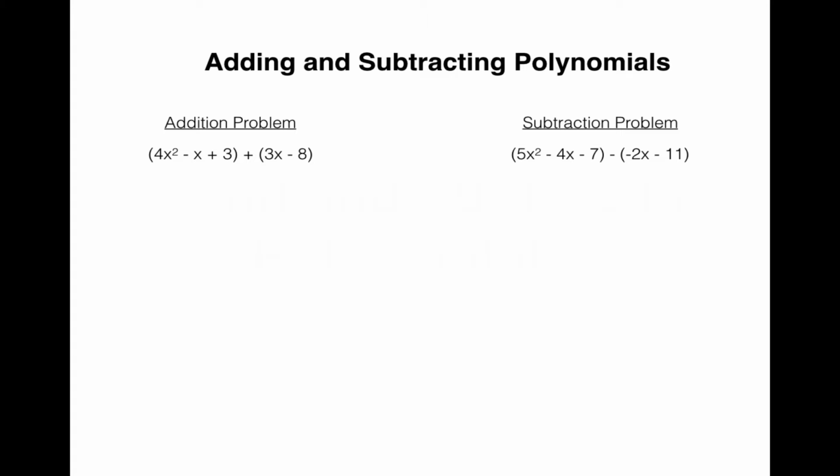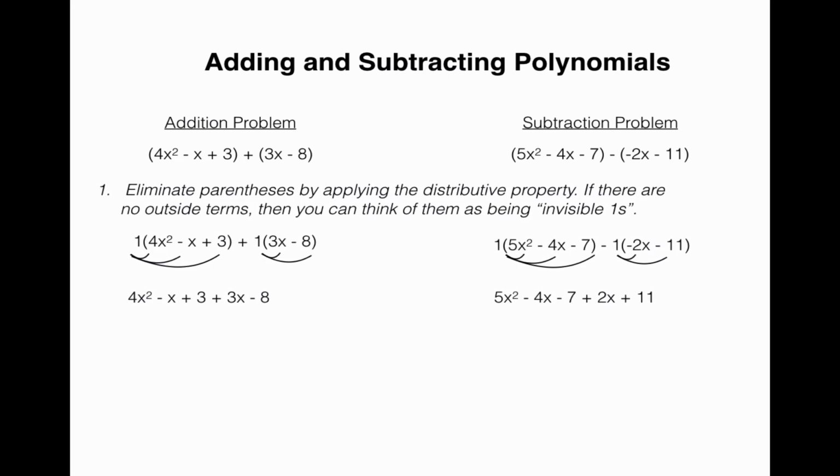All right, let's see how you did. So again, first step would be to distribute those invisible ones. In the addition problem, nothing really changes. We keep all of our terms. In the subtraction problem, our first polynomial stays the same, and our second one has all of the signs of the terms flipped. So the negative 2x becomes positive 2x, and our negative 11 becomes positive 11. And once we combine them, we get 4x squared plus 2x minus 5, and 5x squared minus 2x plus 4.